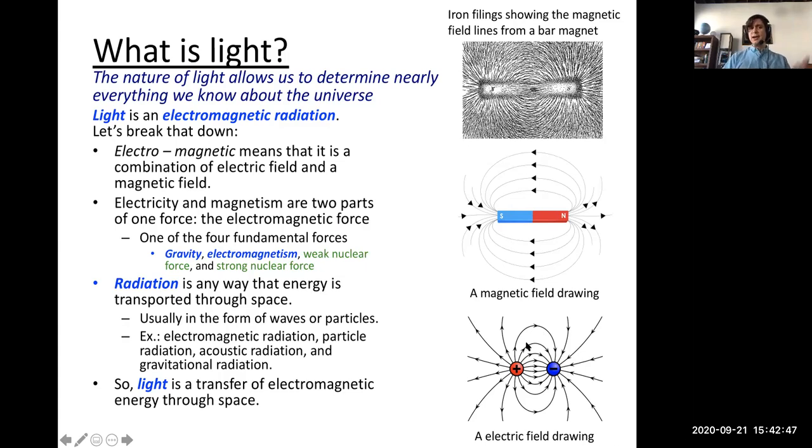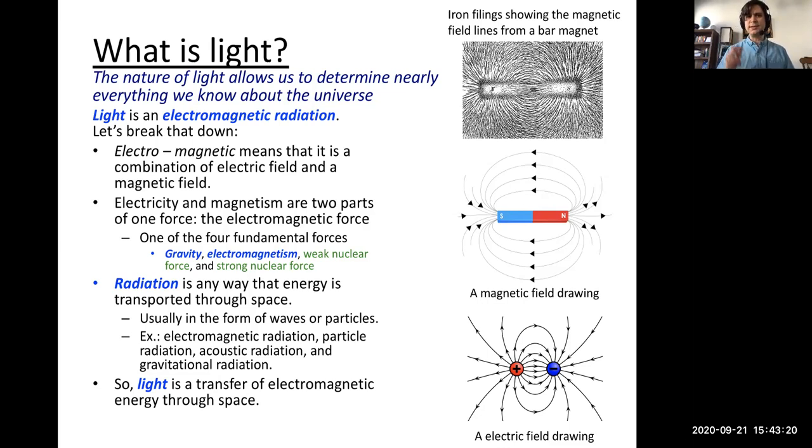And in fact, electricity and magnetism are two parts of the same force, the two sides of the same coin. They are working together with one another. One gives rise to the other, and the other gives rise to the first. They're connected into a single force called the electromagnetic force, or electromagnetism. And electromagnetism is one of the four fundamental forces of nature. We've already talked about one of the four, gravity.